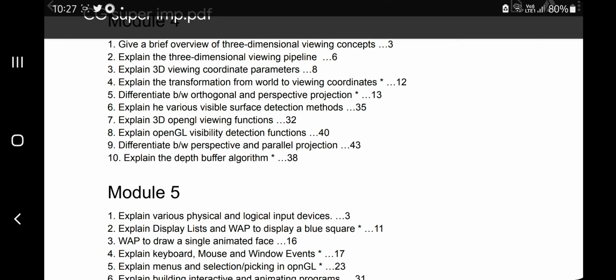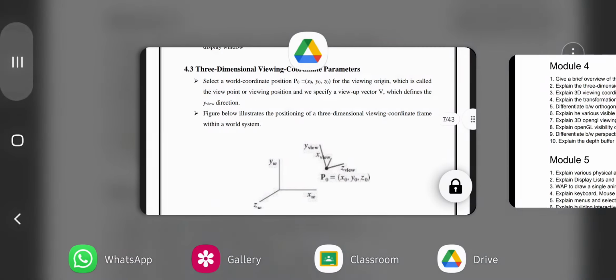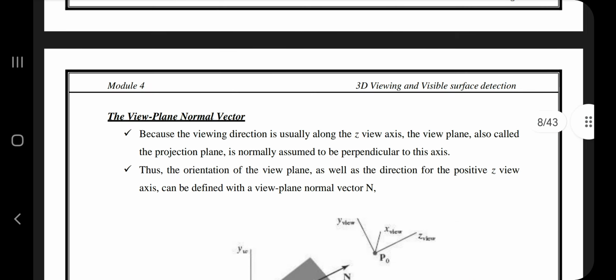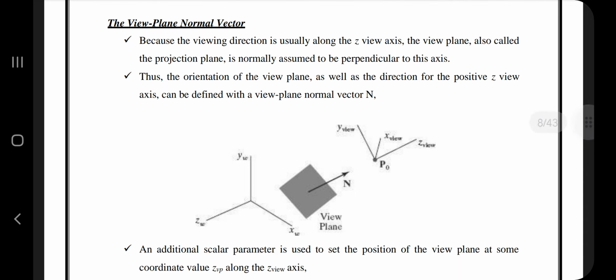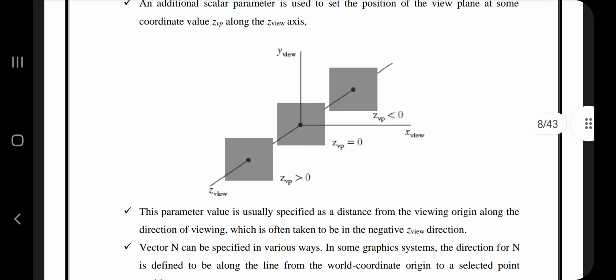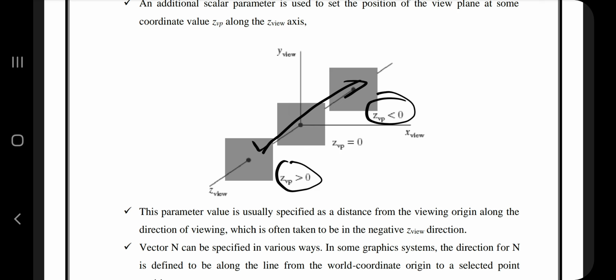The next important question is explain the 3D viewing coordinate parameters. In 3D viewing coordinate parameters, you have the x, y, and z axis, because it's 3D. The y axis is the normal vector and the z axis is the viewing vector. Those are the two vectors which you have to keep in mind. View plane or the normal vector, that is the z axis. By the z axis you will be viewing the thing, so it is called the view vector. And the z vector denotes how far it is from the plane. So if it is in front of the plane, zvp, the view plane position, will be greater than 0. If it is behind the plane, it will be less than 0.